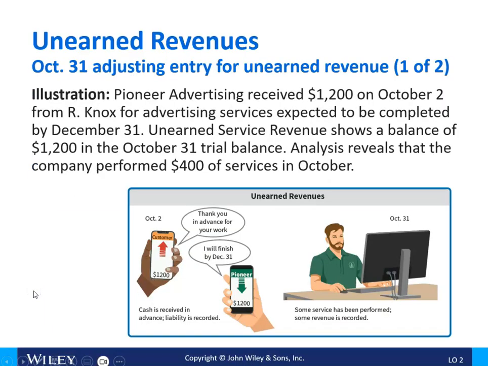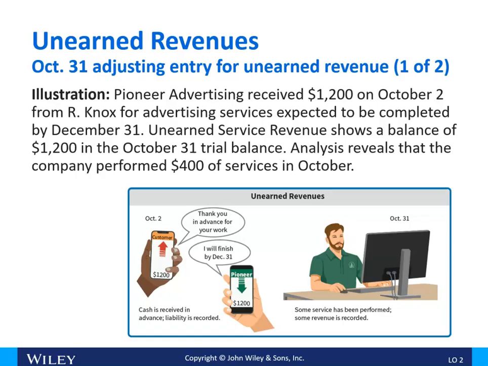So let's look at an example. Adjusting entry for unearned revenue. Pioneer Advertising received $1,200 on October 2nd from R. Knox for advertising service expected to be completed by December 31st. Unearned service revenue shows a balance of $1,200 in the October 31st trial balance. Analysis reveals that the company performed $400 of services in October.